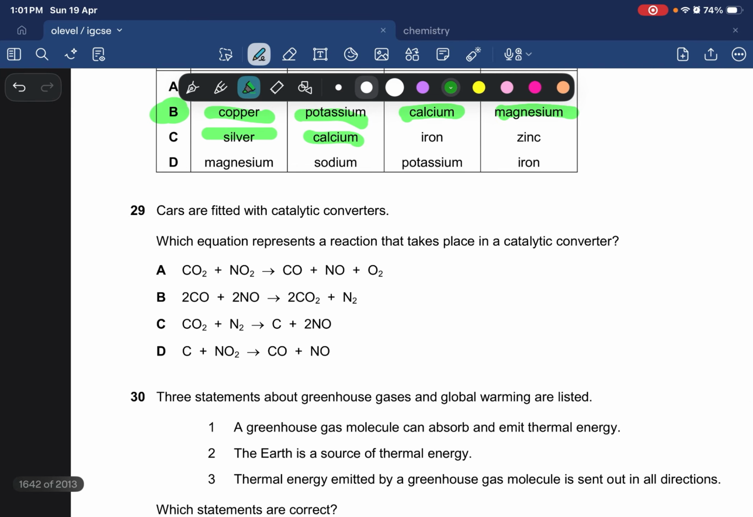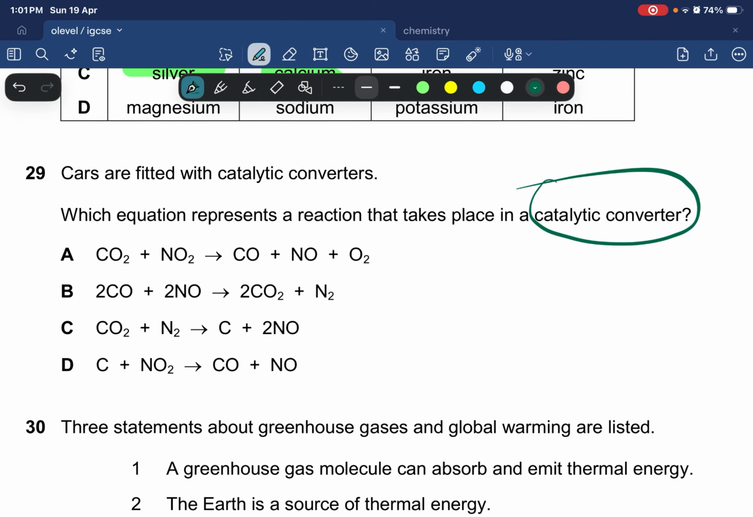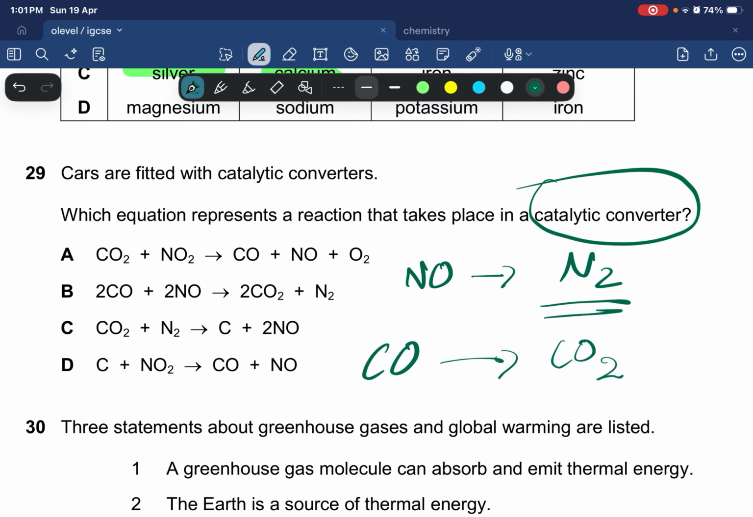Cars are fitted with catalytic converters. Which equation represents the reaction that takes place in a catalytic converter? What do catalytic converters do? They convert your nitrogen oxides to nitrogen gas, and they convert your carbon monoxide to carbon dioxide gas.